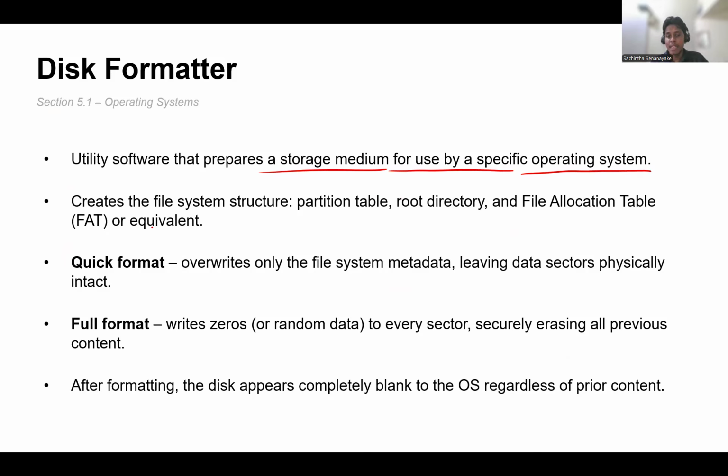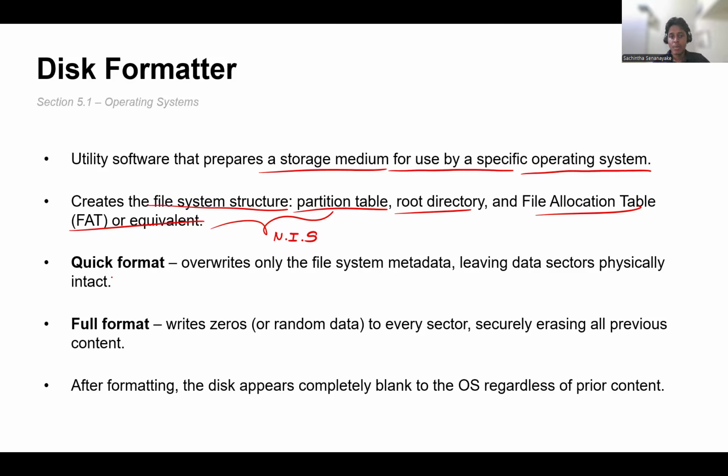And a disk formatter is able to create something called a file system structure, which is composed of a partition table, root directory, and a file allocation table, the specifics of which you don't have to remember. So you don't have to remember these terms for the syllabus, so I'll just mark it as not in syllabus. But keep in mind that the disk formatter is able to create a file system structure, which is what then allows us to store files in that new disk. It could be a USB, it could be an SSD, whatever. Once it's formatted, the file system structure would get created.